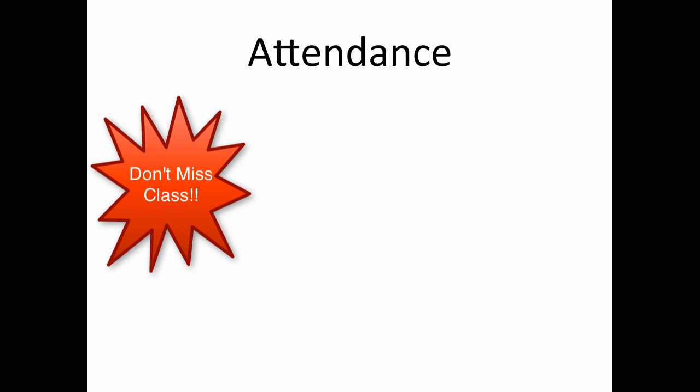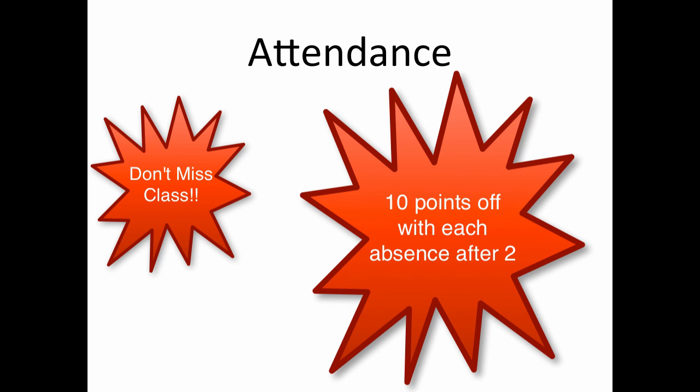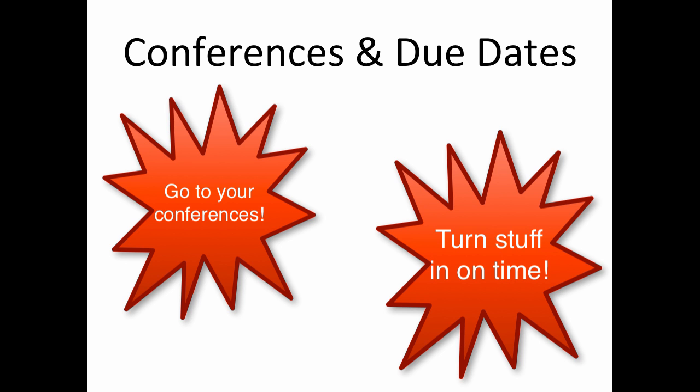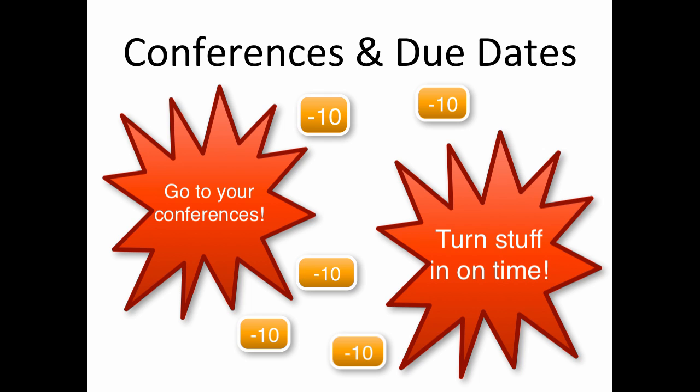Attendance is also important. This is a hybrid course. We're not meeting as much as a regular course, and so if you miss class, it will count against you. After 2 absences, I'm going to start taking 10 points off of your grade. And then conferences and due dates, you're going to be having a conference with me and 2 with writing consultants. And you're going to have some drafts that are due, and the final drafts of papers or projects due. And if you don't get those in on time, each of those will count 10 points off as well.